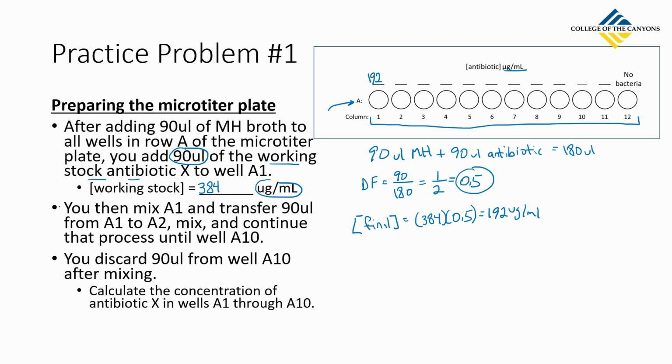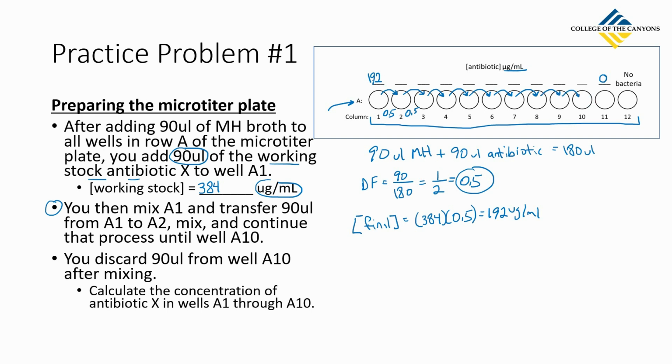Then we mix A1 and transfer 90 microliters of A1 to A2 and continue that process until well A10. Well A11 is not going to get antibiotics, so I'm going to go ahead and write 0 there. So every transfer here creates another 0.5 dilution factor. Every single one, 0.5, all the way down.